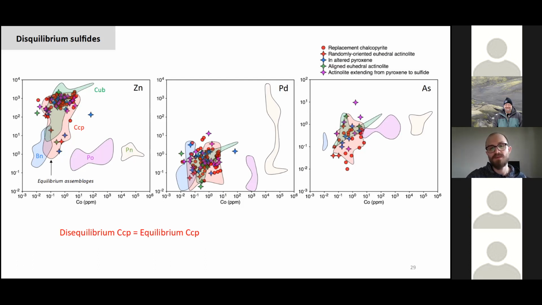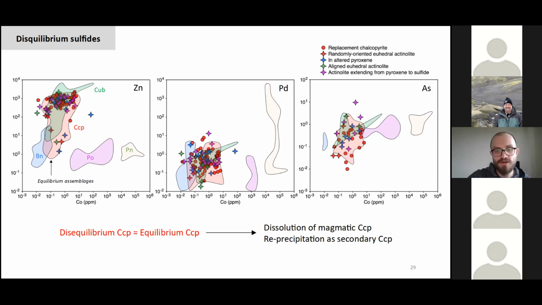Now, because we have demonstrated texturally that at least some of these non-equilibrium chalcopyrite had to have precipitated from a hydrothermal fluid, this similarity in composition suggests that the secondary chalcopyrite formed by the dissolution of primary chalcopyrite, mobilization of these metals, and then reprecipitation as secondary chalcopyrite with a comparable chemistry.